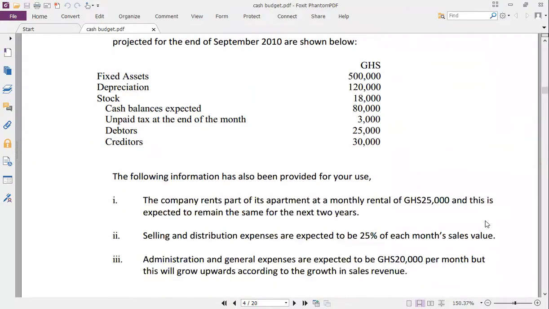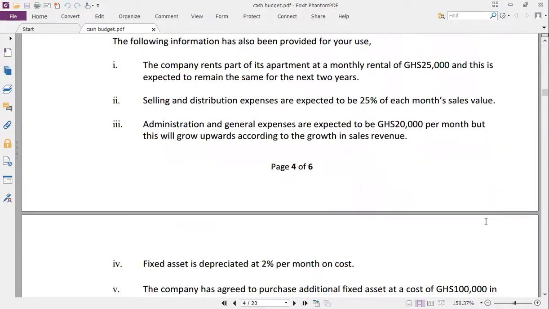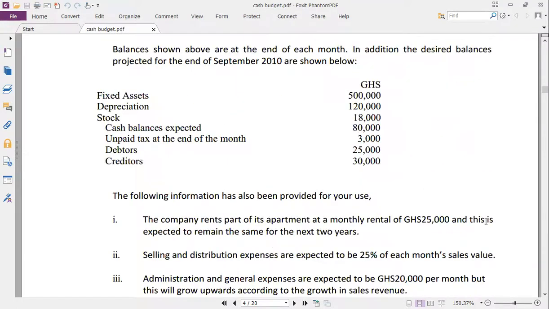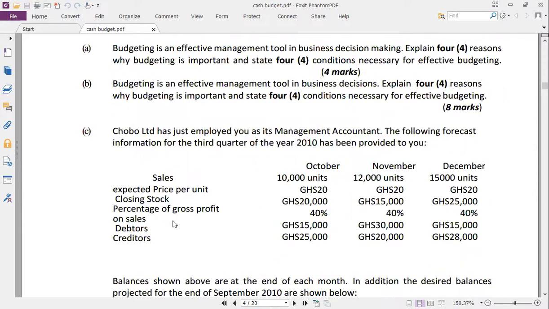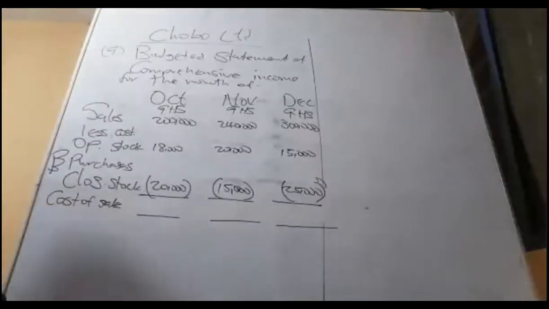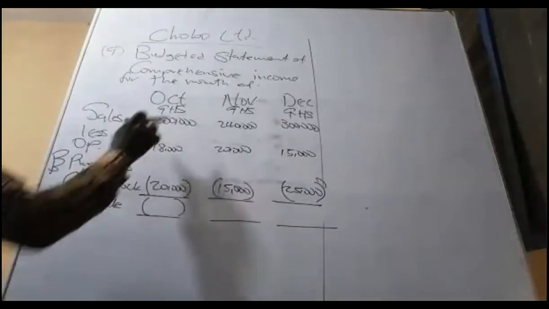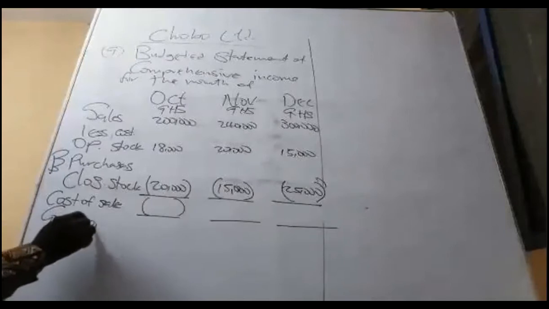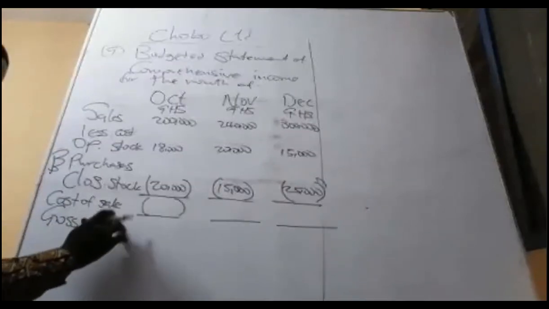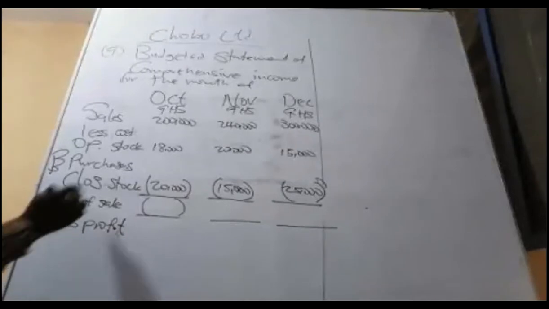One of the notes stated that the gross profit margin is 40%. In fact, it was in the upper section. Percentage of the gross profit on sales is 40%. That means the gross profit is 40% of sales. So that means 60% of sales is what? The cost of sales. That's all. So when you put the cost of sales in bracket like this, you take it off from sales, you get the gross profit, which represents 40%.